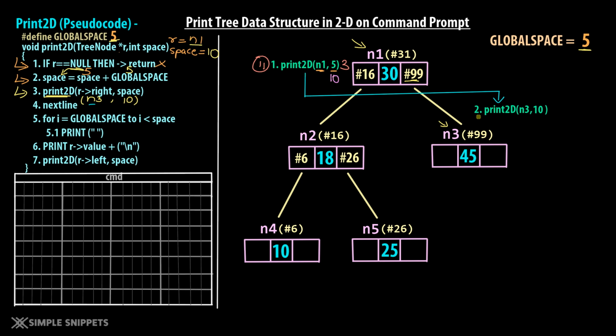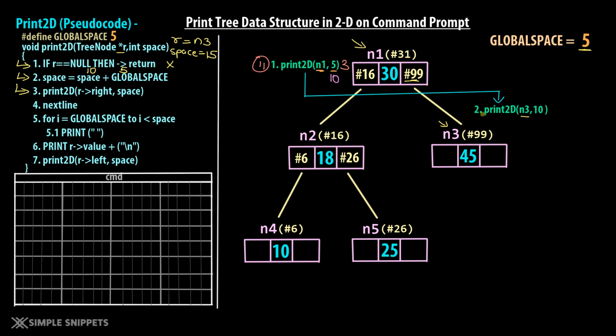Alright, now let's start with the execution of the second print2d function right from scratch. This time the r value is n3, so let's write r equals n3. The space is equal to 10, we are passing 10. Again, first step is r equals null? No. So the first step is not executed, and we proceed forward to step 2. The second statement is space equals space plus global space. Space value currently is 10, we are adding global space which is 5, so now the new space value becomes 15. At step 3, again a third print2d function is called and we are passing r of right.